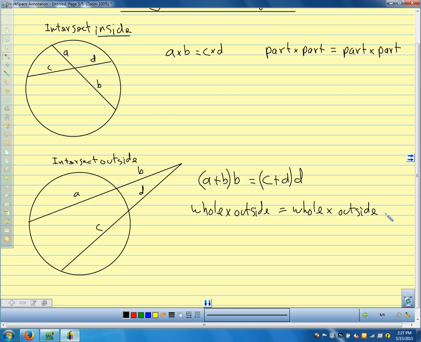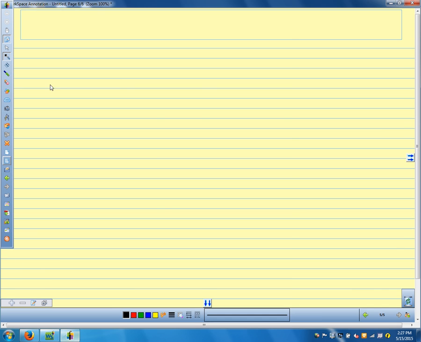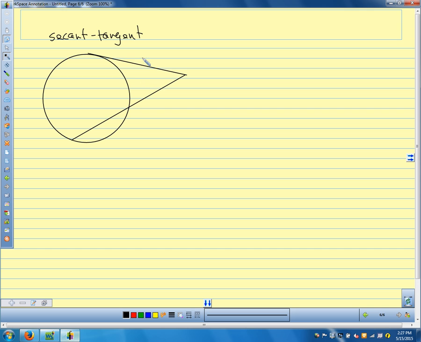The third way is if we have a secant and a tangent. Are we good? We're good with this one. All right, so our third situation is here. So there's my tangent, and there's my secant. So they intersect outside, but here we have a secant tangent. I'm going to call that A, B, and C. And here we have A plus B times B equals C squared. And I think of this one as the whole times the outside. A plus B is that whole length. The outside piece is the piece outside the circle, equals the tangent squared.